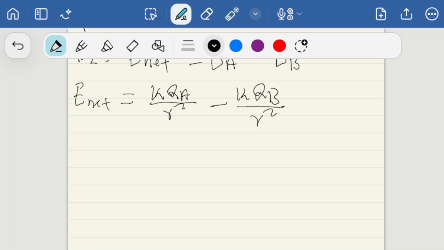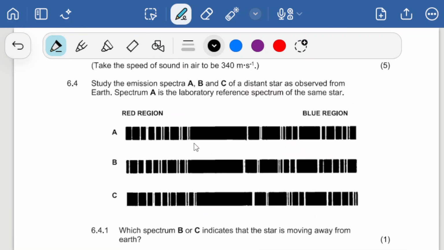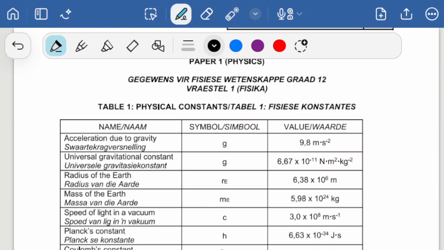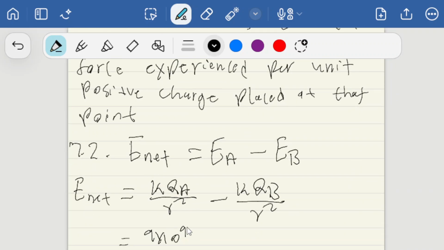So let us continue. K is a constant value, 9 times 10 exponent 9. Is it Planck's constant? No, it's Coulomb's constant. So it is 9 multiplied by 10 exponent 9, then multiplied by the charge of A. The charge of A was 6 times 10 exponent minus 6, divided by R squared.